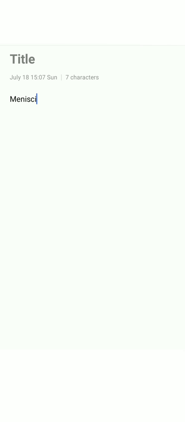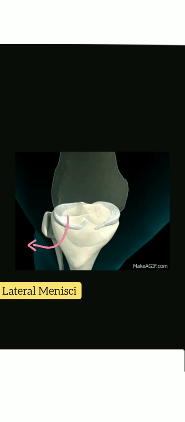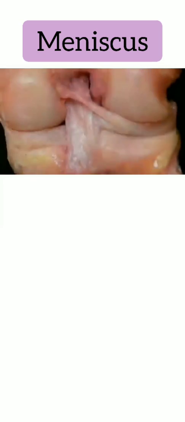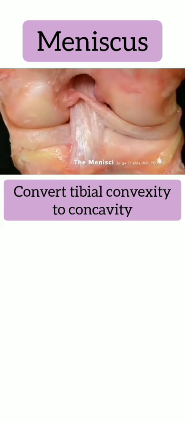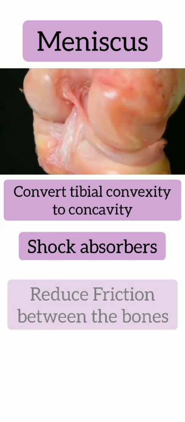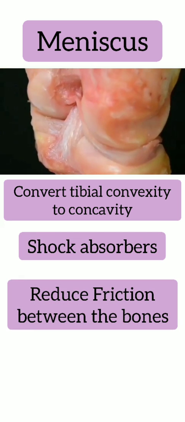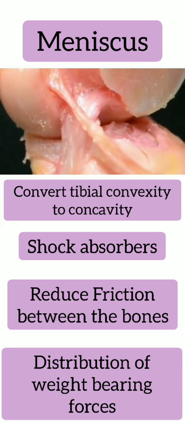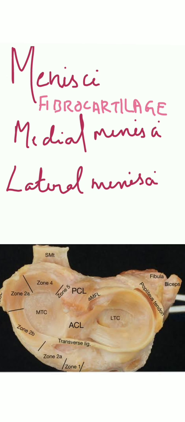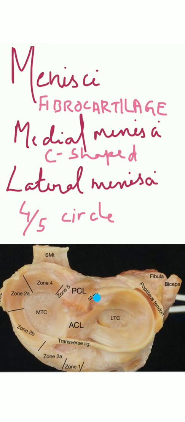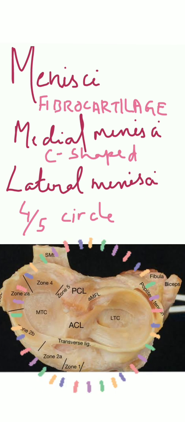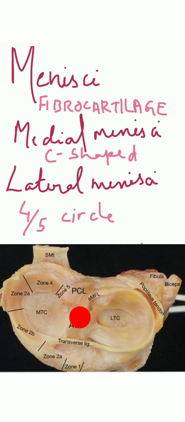Now we will learn about menisci. These are accessory joint structures made by the lateral and the medial menisci. They convert tibial convexities into concavities. They act as shock absorbers, reduce friction between tibia and femur, and are involved in distribution of weight-bearing forces. These are fibrocartilaginous discs. The medial meniscus is C-shaped and the lateral meniscus is 4/5 of a circle. They lie on top of the tibia and are open towards the intercondylar tubercles.